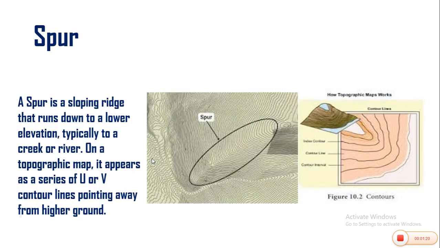Let's look at another feature, the spur. A spur is a sloping ridge that runs down to a lower elevation, typically to a creek or a river. On a topographical map, it appears as a series of U or V contour lines pointing away from higher ground. Look at this. This is a spur on this map, and you see that these are a series of V's or U's. The lines here are in a V or U shape, pointing away from the higher ground. Look at it here too, a series of V's or U's. So that's the difference between the spur and the valley.